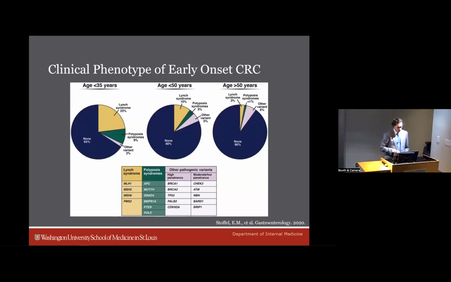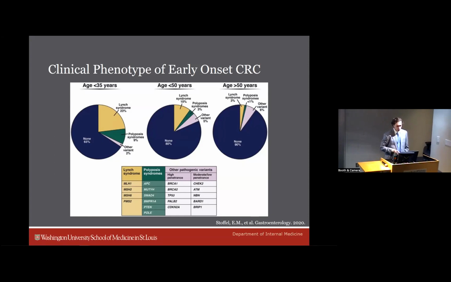Then moving on to our inherited syndromes that we had mentioned. And so you see here that broken down by age, the younger patients, so specifically our groups, age less than 50, the early onset folks, have a higher proportion of genetic syndromes contributing to their disease, which is expected. And folks who are 35 or younger, over a quarter are going to have some inherited condition that can account for their colorectal cancer, with Lynch syndrome being by far the most common.